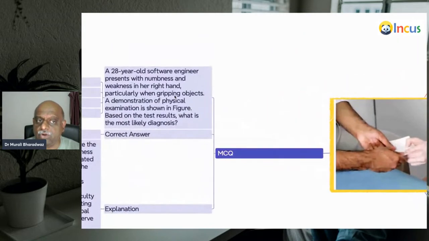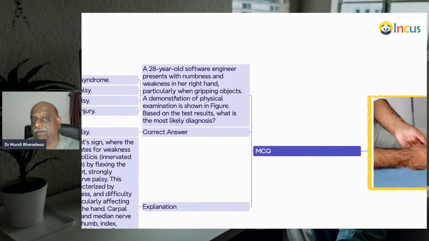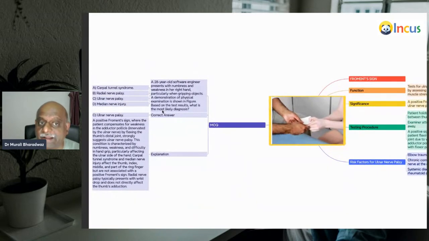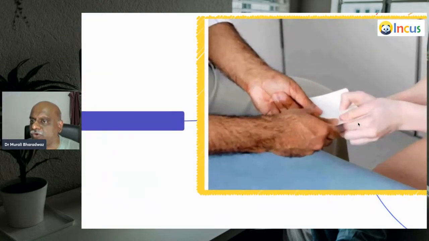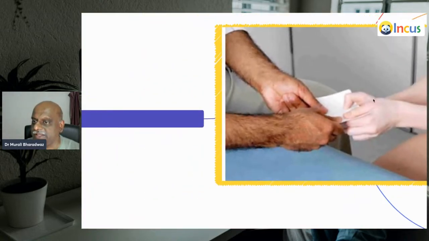A 28-year-old software engineer with numbness and weakness in his right hand. So typically what you are showing is a Froment sign. Here you can see the flexion, right, doctor? You can see the flexion.